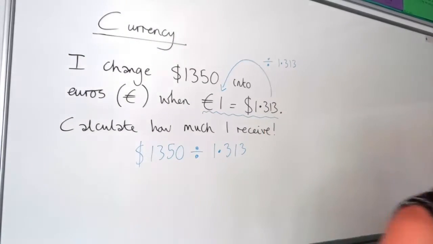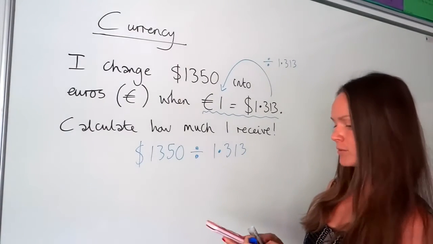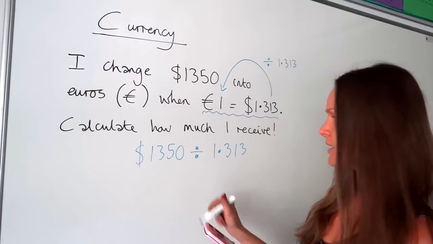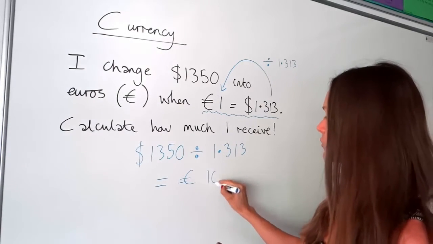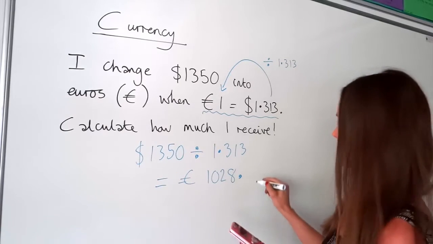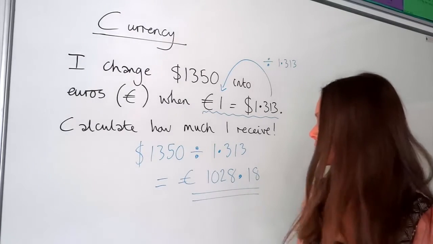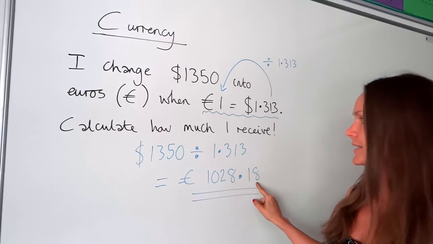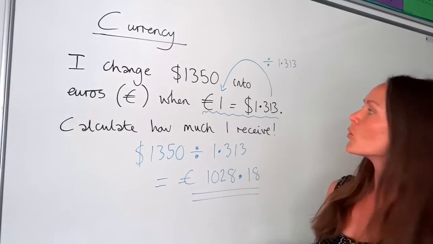So take your calculator, divide those numbers, and the answer is, and remember this is now in euros, and I'm going to round to 2 decimal places so that it's to the nearest centime. Okay, so that's my euros that I get in return, 1,028.18.